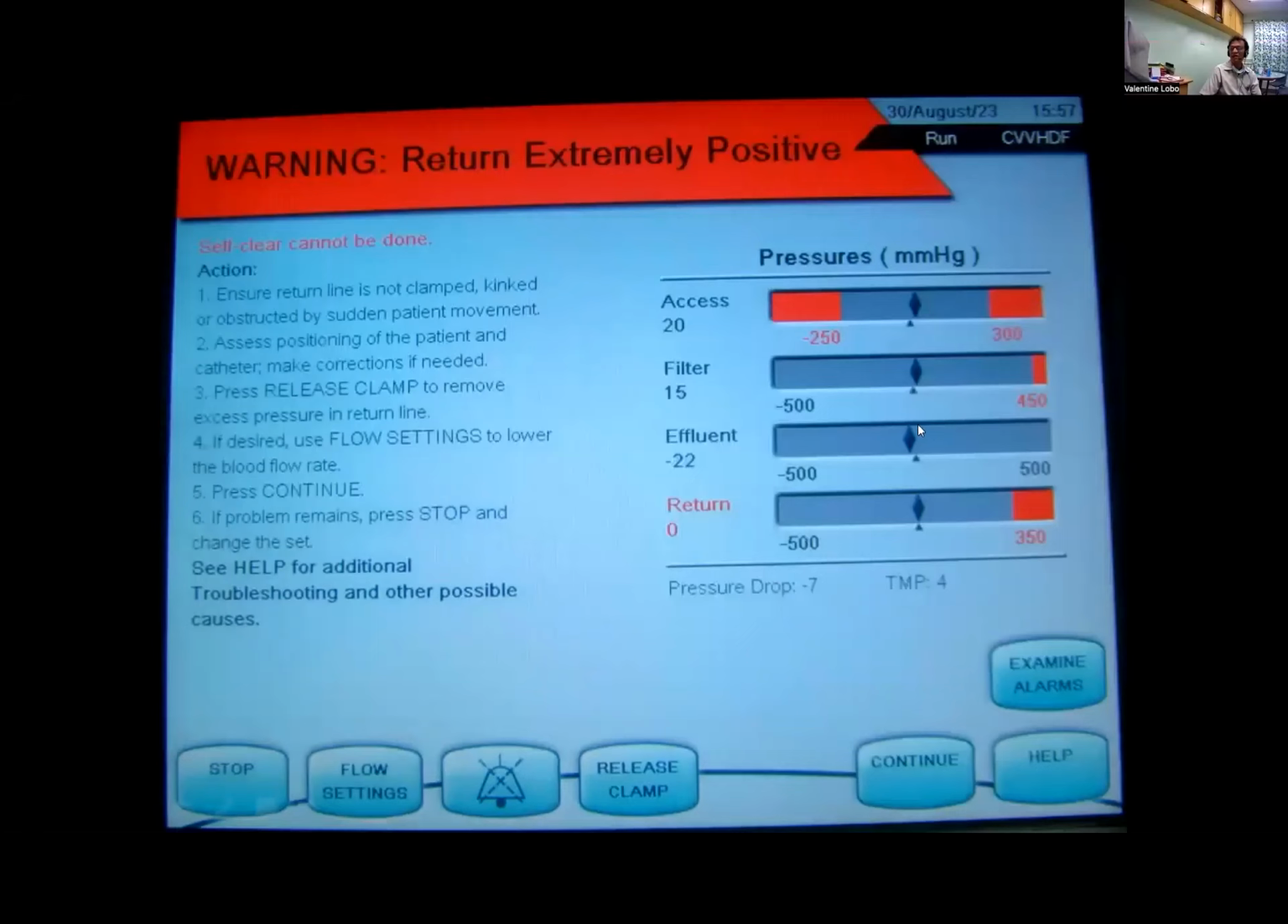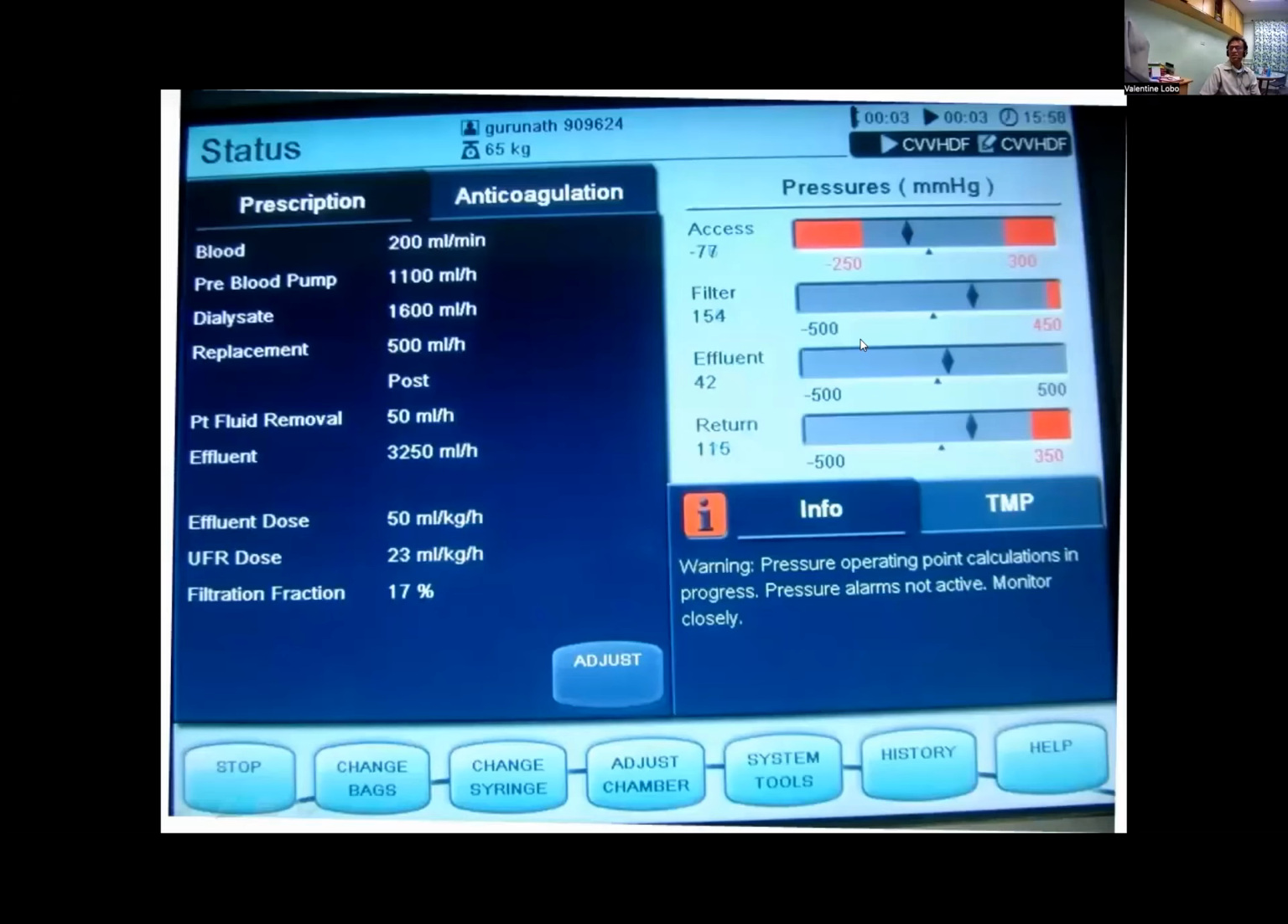When we do that, if the alarm condition has disappeared, the pressure comes back to zero and the continue button is now available to us, and we can restart the circuit once again. So this is the situation here. And now, at a blood flow of 200, we have a return pressure of 110 to 115, which is acceptable.